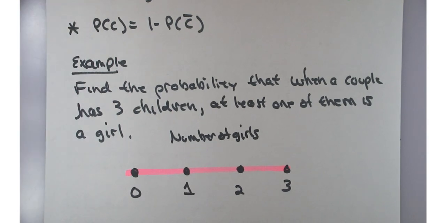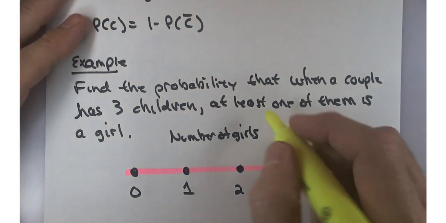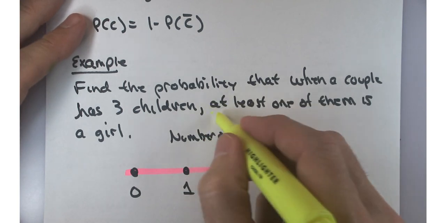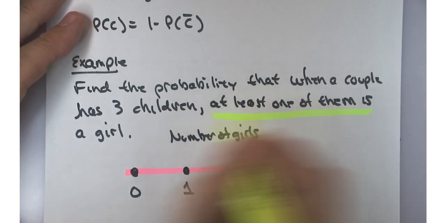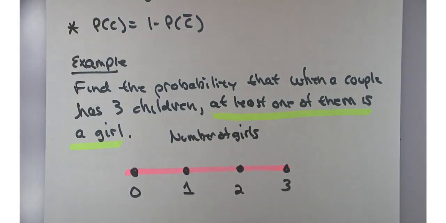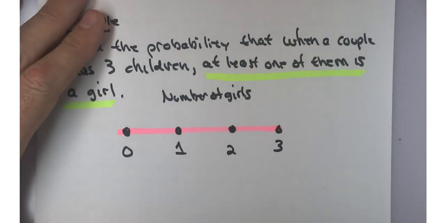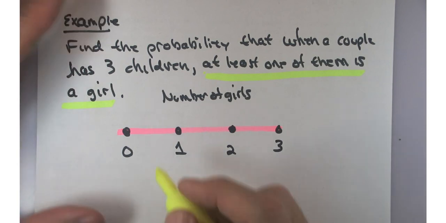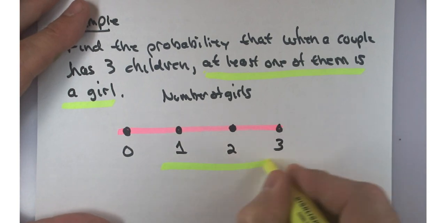Now, if we want to look at the event that at least one of them is a girl, then let's take a look at that. Here we go. At least one of them is a girl. If I was going to circle that on this little number line, what should I be circling? That at least one of them is a girl. Yeah, 1, 2, and 3. So these are your choices.